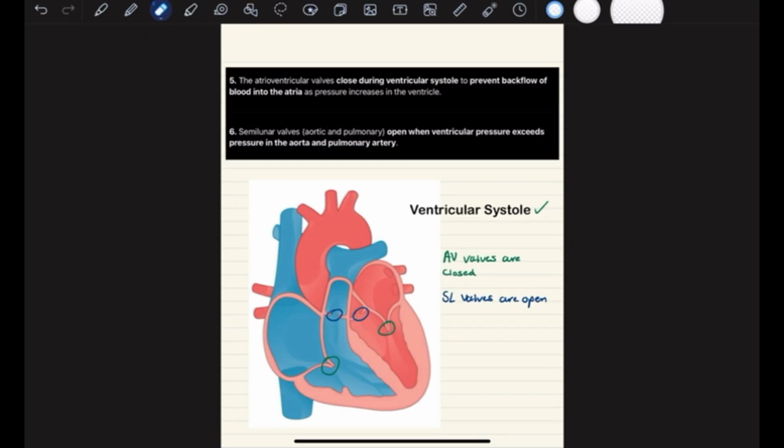Right? The semilunar valves, when do they open? They open when ventricular pressure is higher than pressure in the aorta, so that they can allow that blood to go into the artery. Yeah? Again, stuff we've covered. It's just about relaying that now that you have a question in front of you. Let's go for that. Now, the answer to this was ventricular systole.